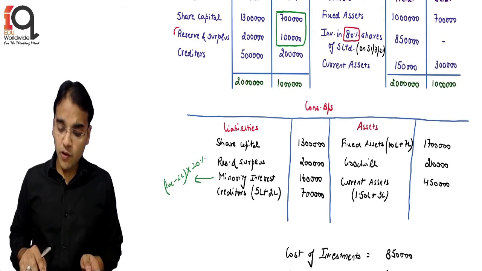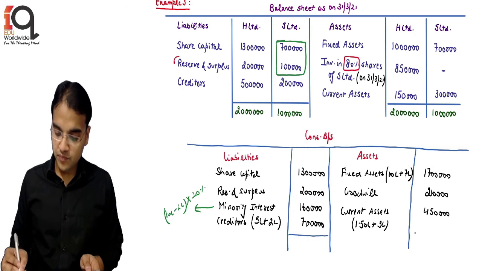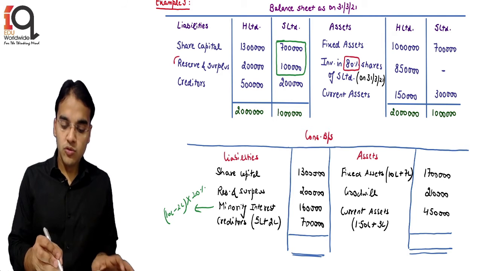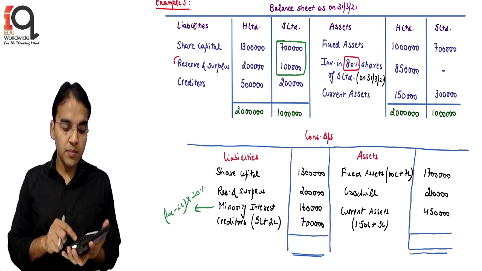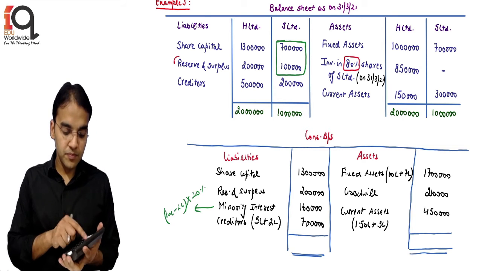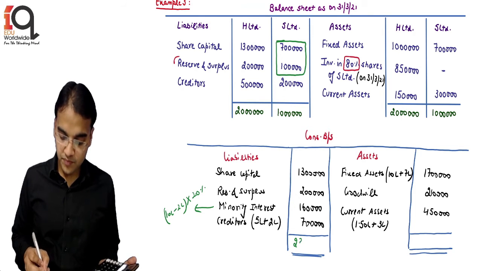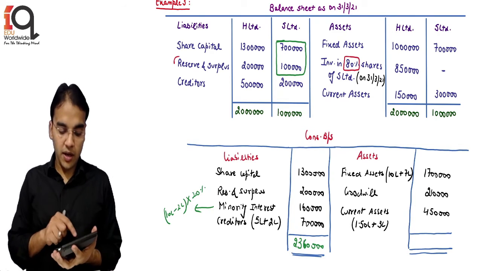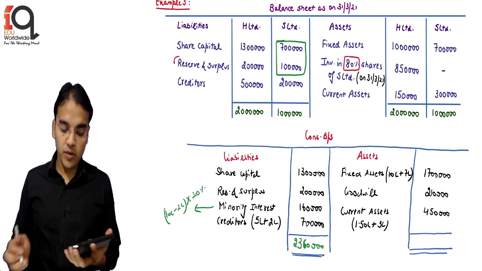So if you will see, your balance sheet total will get tallied here. So it will be 13 lakh plus 2 lakh plus 160 plus 7 lakh. That is 2360. And here also it is same, that is 23,60,000.